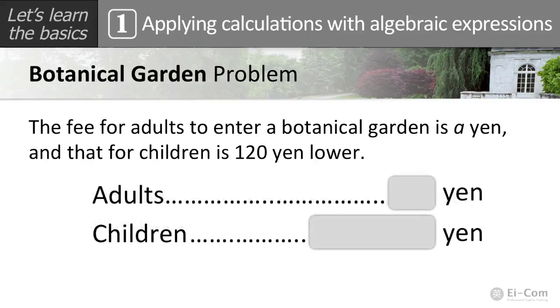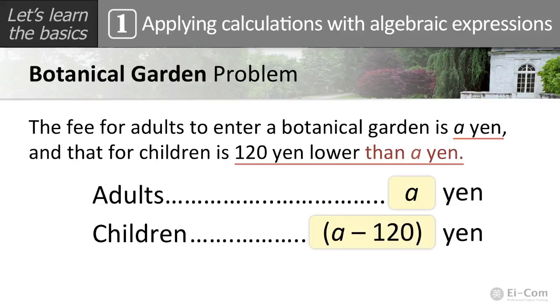Since the question tells us that the fee for adults is a yen, we can write that here. For children, however, the question only tells us that the fee is 120 yen lower. We can understand this to mean that the fee for children is 120 yen lower than a yen. As an algebraic expression, this can be written as a minus 120.